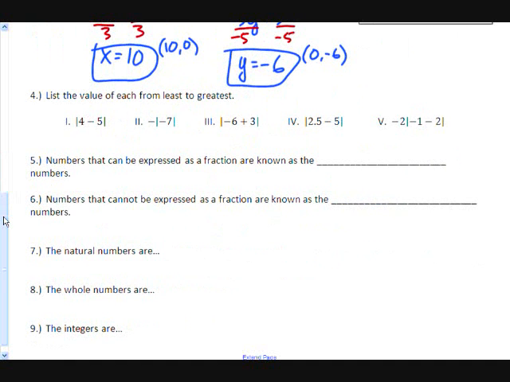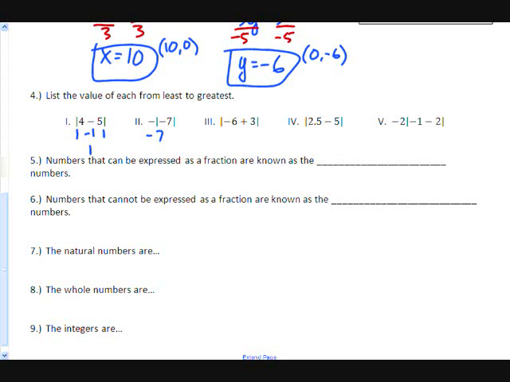Number 4, it asks us to list the value of each from least to greatest. So I want to list these from least to greatest. So I just have to simplify each of these. Here I have the absolute value. 4 minus 5 is a negative 1, and the absolute value of that is 1. Here, the absolute value of a negative 7 is a positive 7, and then I tack on that negative sign.